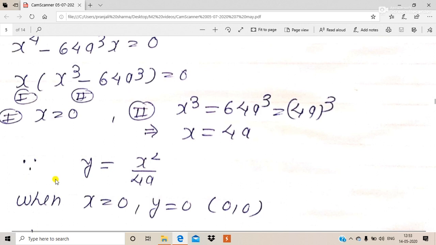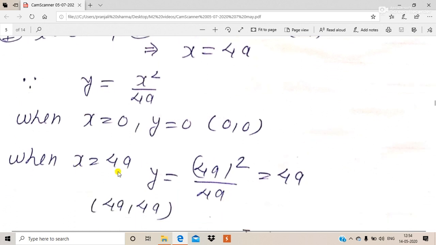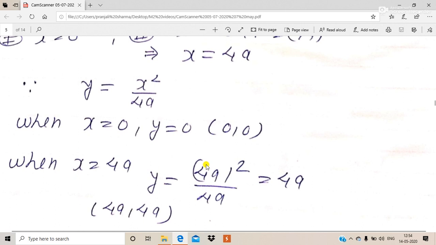Since we have the equation x² = 4ay, therefore y = x²/4a. When x is 0, the value of y will be 0²/4a, therefore y will be 0. So the first intersecting point is (0, 0). Next, when x = 4a, from this equation y = (4a)²/4a, therefore y is also 4a. So the second intersecting point is (4a, 4a), and we have two intersecting points, (0, 0) and (4a, 4a).